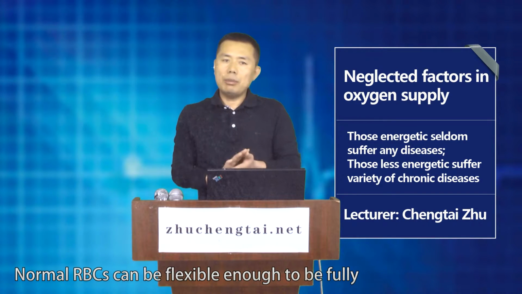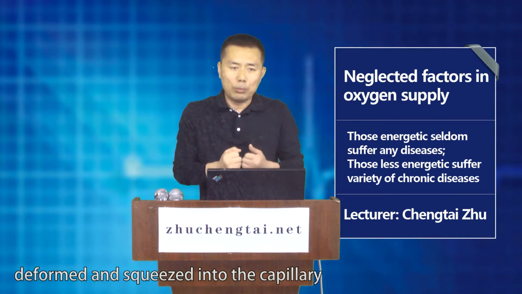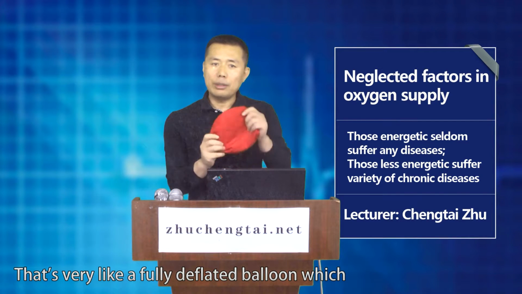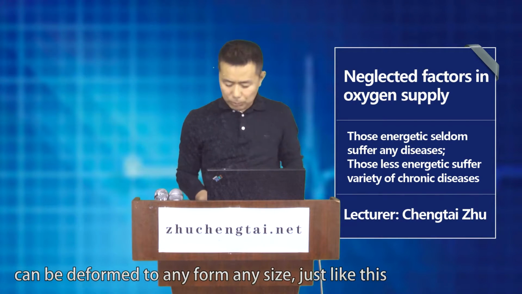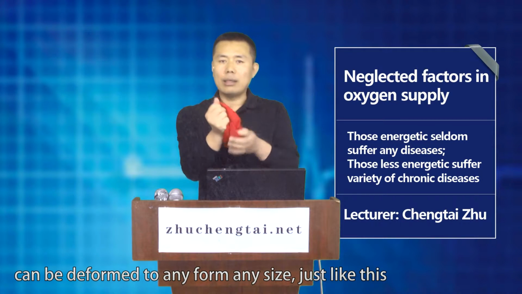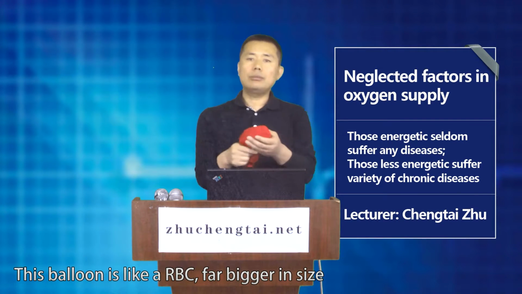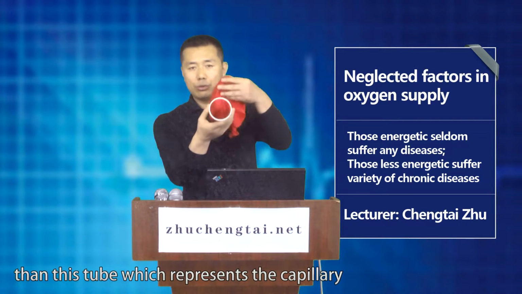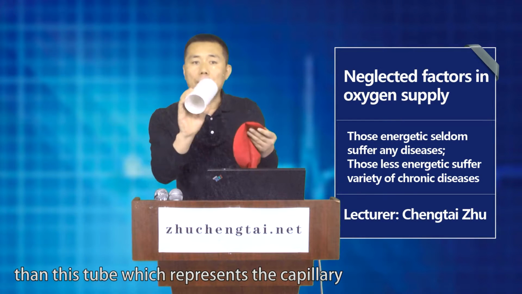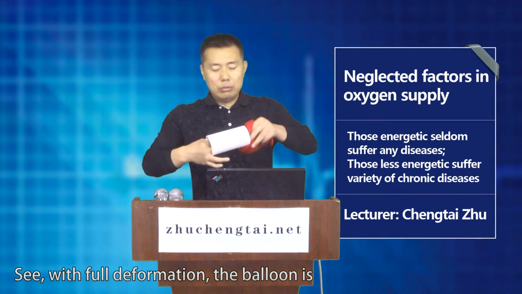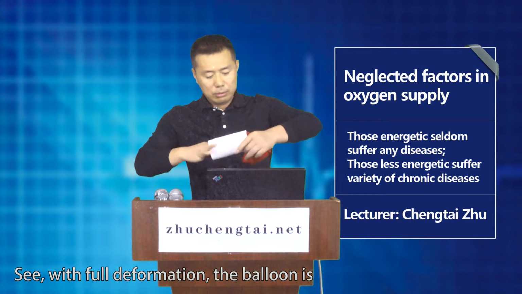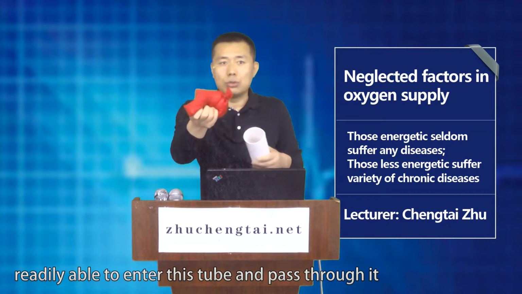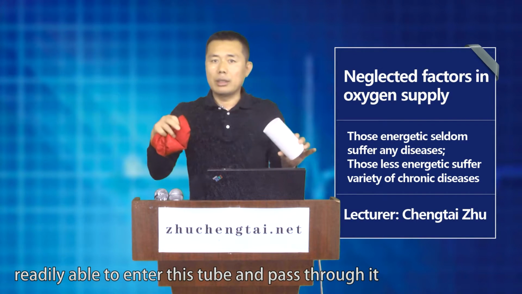Normal RBCs can be flexible enough to be fully deformed and squeezed into the capillary. That's very much like a fully deflated balloon, which can be deformed to any form, any size. Just like this. This balloon is like an RBC, far bigger in size than this tube, which represents the capillary vessel. See, with a full deformation, the balloon is readily able to enter this tube and pass through it.